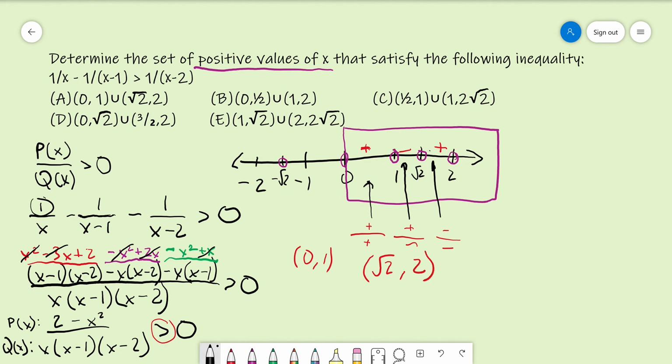Now we just have to check this last interval between 2 and infinity and see what we get. Well, any number that's bigger than 2, when you square it, that's going to be definitely bigger than 2, and then 2 minus that is going to be negative, so our numerator is going to be negative. Our denominator is going to be a positive number times a positive number times a positive number, so it's going to be positive, so the whole thing is going to be negative. So that's not part of our solution. So our solution is going to be the union of the interval (0, 1) and the interval root 2 to 2, which is answer choice A.